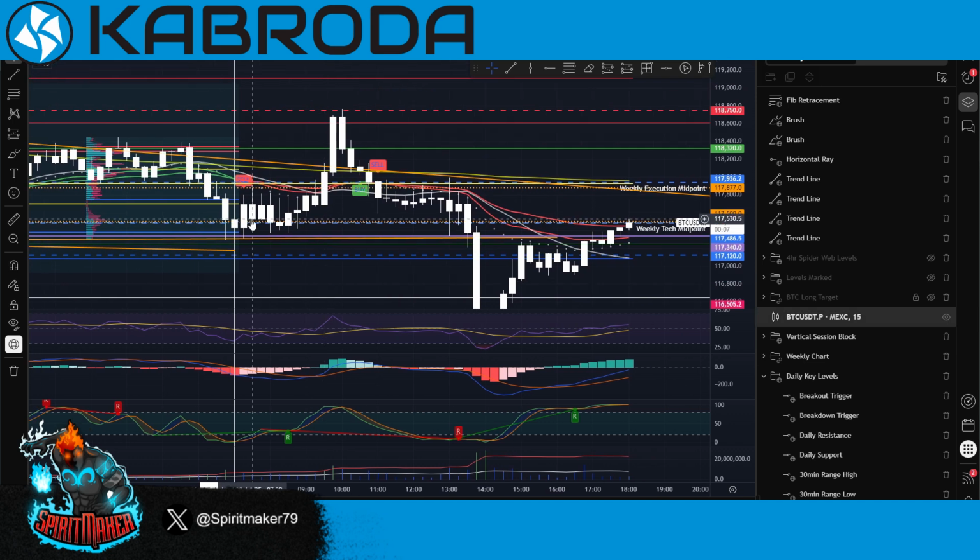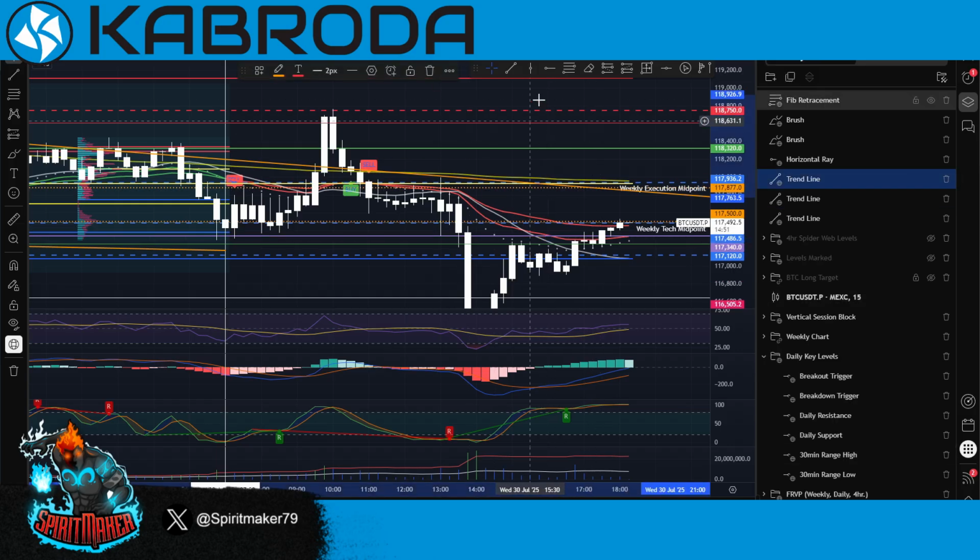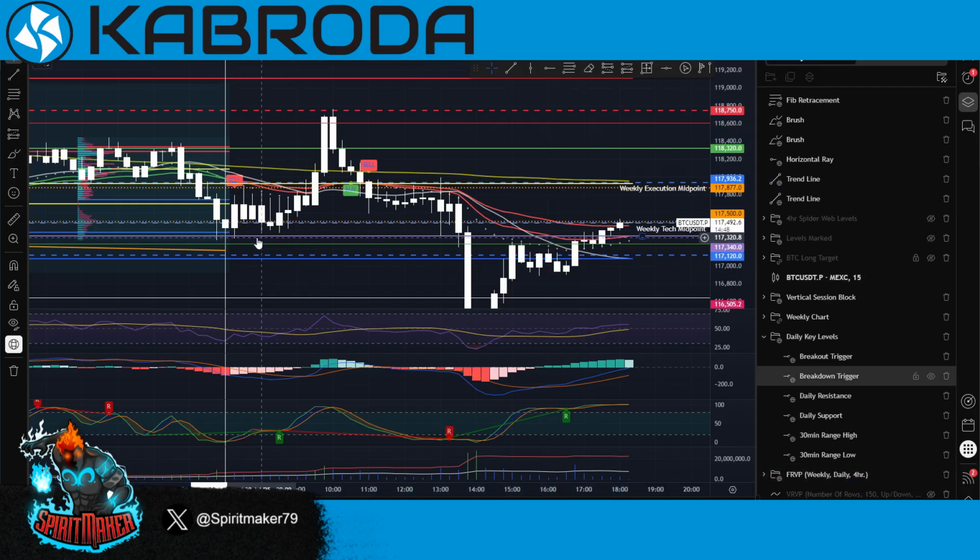So anyways, we marked our 30-minute candle. You can see it right here on the dotted lines. Then this purple line and this green line that you can see on the charts are key levels for the breakout areas. So that's the breakout, and this is the breakdown area. And then you also have your daily supports and your daily resistance.